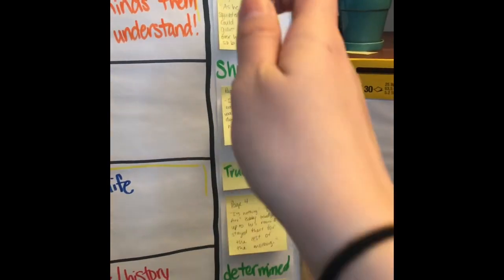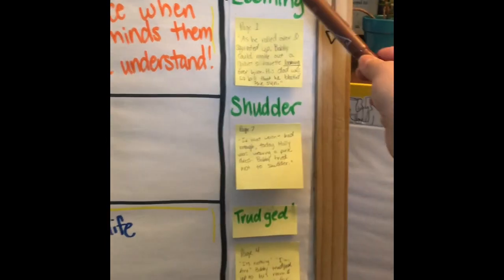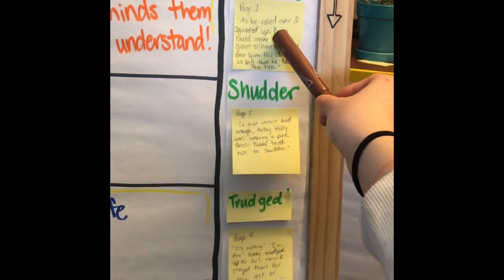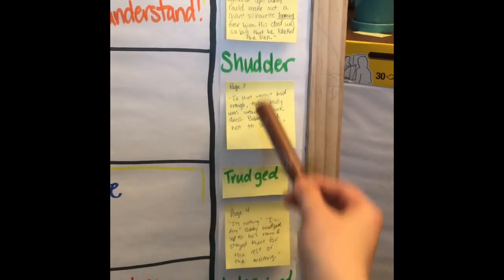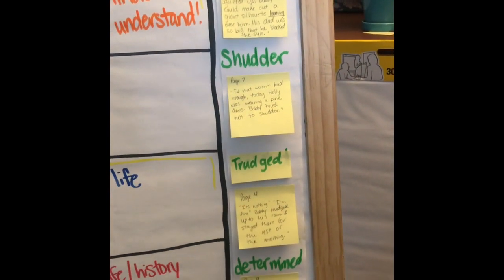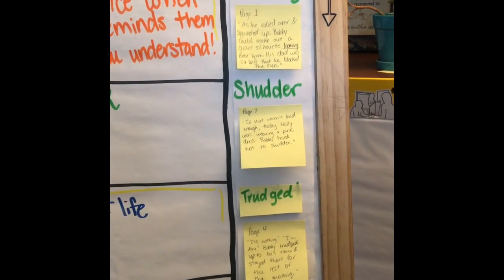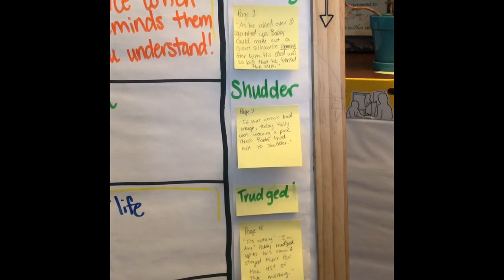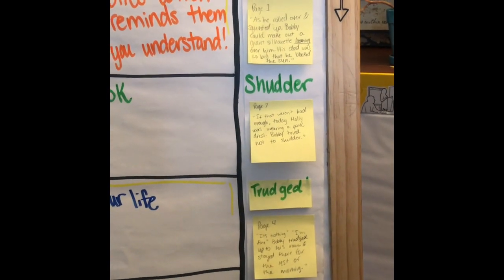In addition to that, we are going to keep a running vocabulary log. As you can see, I picked 4 words for the 2 chapters I'm going to read today. We have the word looming, shudder, trudged, determined. On each of these sticky notes, I wrote down the sentence from the story where that word was used, and then I'm going to ask you all to try to define it. Next time we do our ELA lesson, I'll go over the responses I get from you, and then we'll write our definitions down.